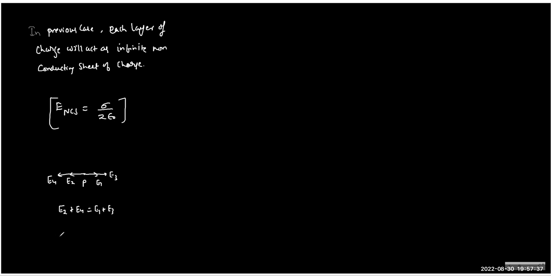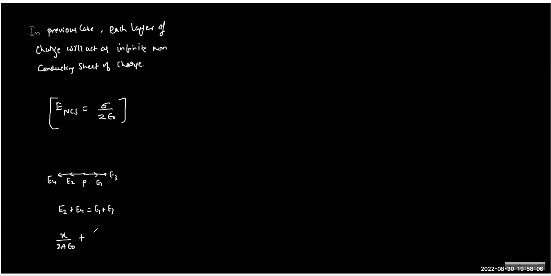So what is E2? Oh, see, you cannot write minus plus, you have to write only value. Achha, okay. You have taken the direction, you just add the value. So what is E2? X by 2A epsilon not, right? Yes, 2A, because it is sigma by 2 epsilon not, right?